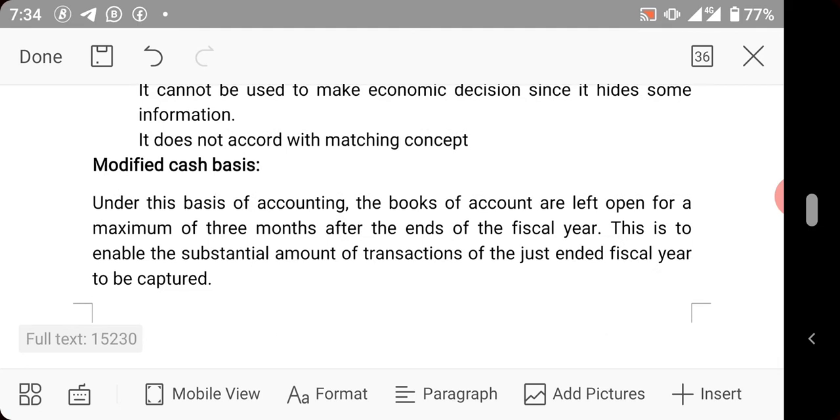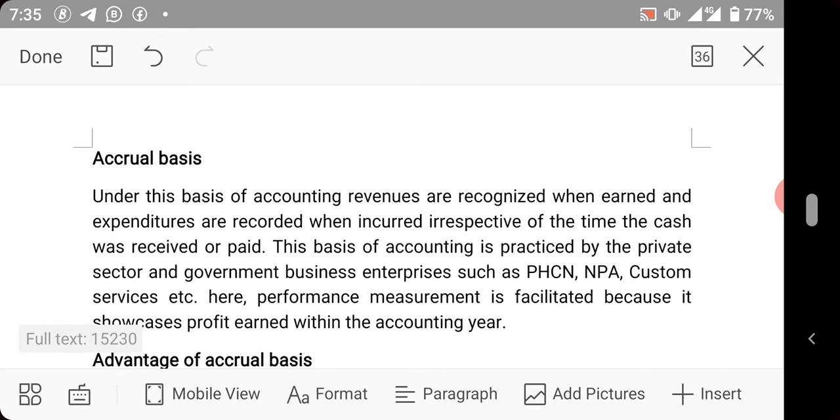Now, what is modified cash basis? Modified cash basis is saying, please keep the accounting books open continuously for an extra 3 months after the end of the financial year. For example, if the financial year ended 31st December 2019, they modify by saying, close the accounting books 3 months after December, which means you should close the accounting books on 31st March. Thank you. So move down to accrual basis.